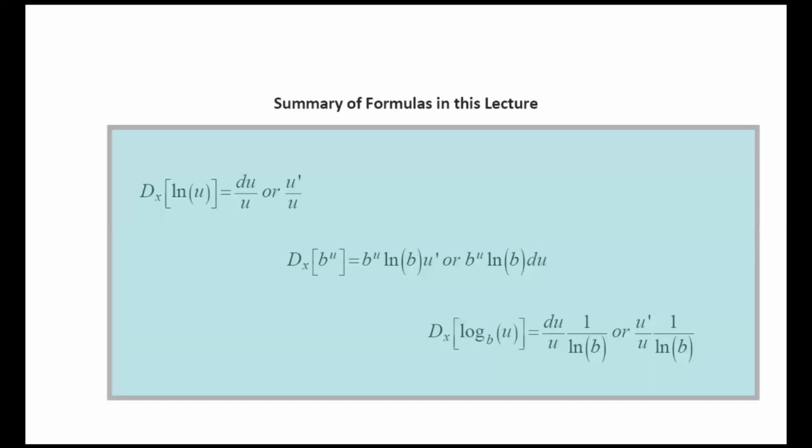Now, here are our formulas that we've done. This has been a long journey through this lesson. We have the derivative of ln of u is du over u, or u prime over u. If the base is something other than e, then it's b to the u, ln of b times u prime or du. And if the log is some base other than e, then it's going to be du over u times 1 over ln of the base.